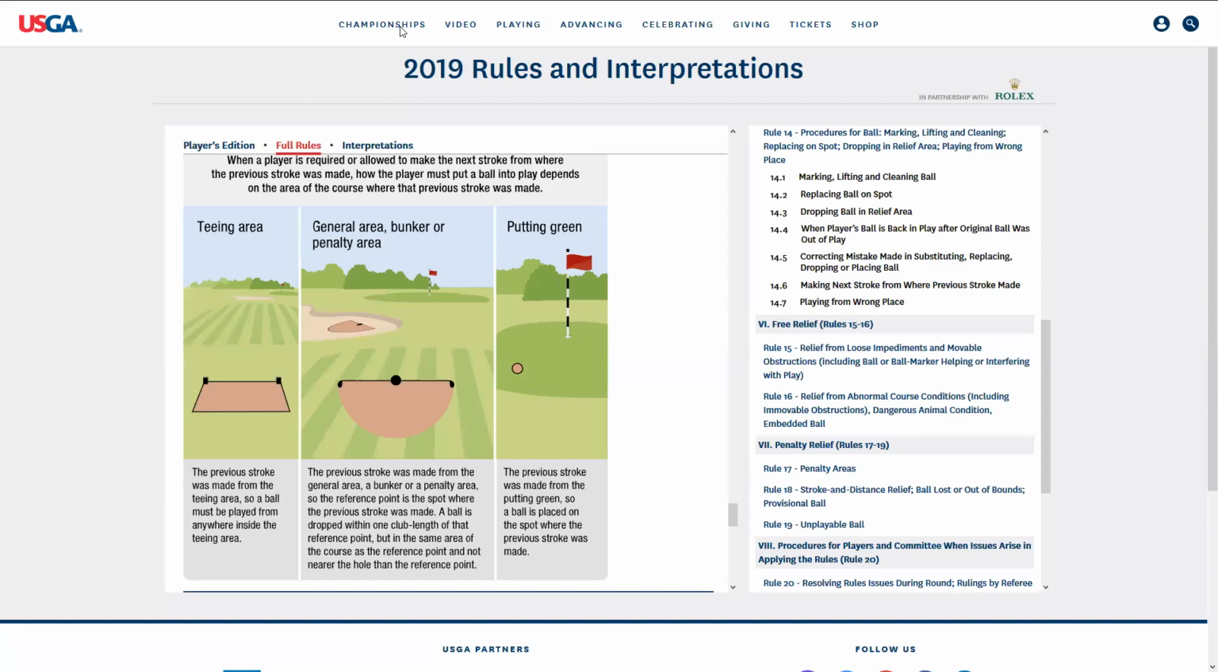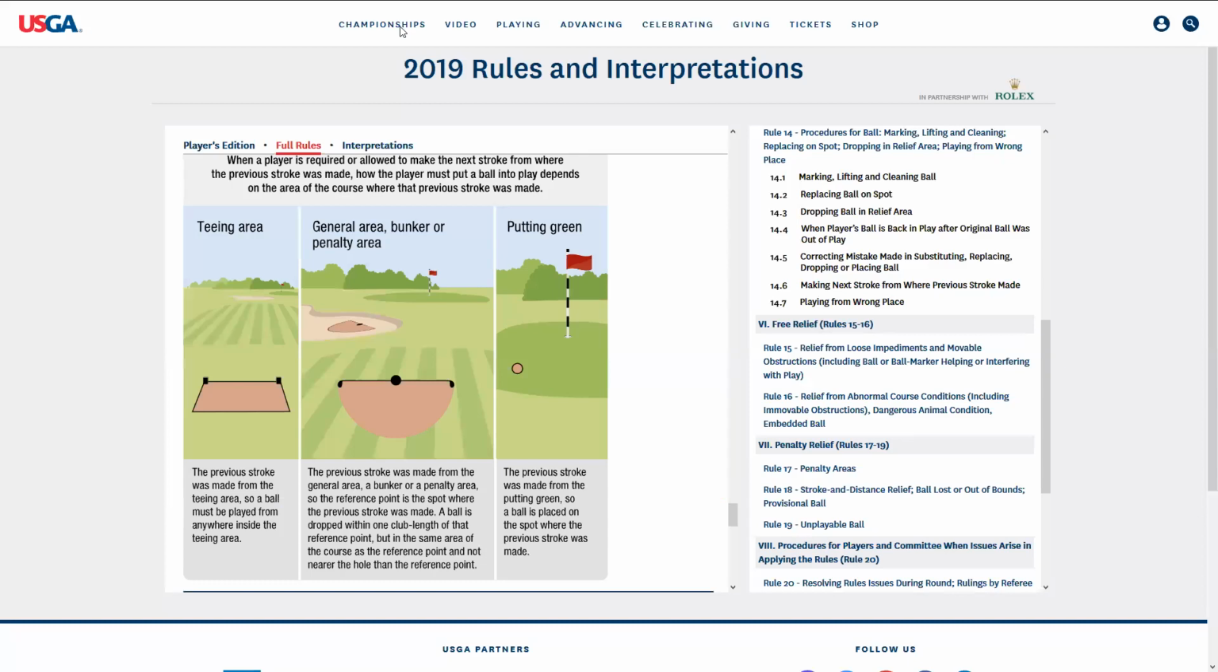Now note that the one club length has to be in the same area of the course as where you played it from. So in this example, the person played it from the general area. Notice that there's no distinction between a rough and a fairway when you're talking about areas of the course. So if this person had hit this ball from the edge of the rough, and he then goes back and puts his tee down and he gets one club length, and his one club length gets him into the fairway, he can drop his ball in the fairway as long as it's in the relief area.